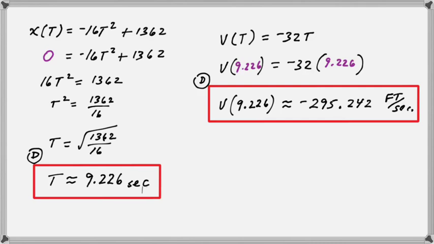The sad part about this problem is this is a problem that refers to the World Trade Center. The old World Trade Center was 1,362 feet tall, and anything that fell or dropped from the top of it would have impacted the ground at this velocity and would have fallen for 9.226 seconds.